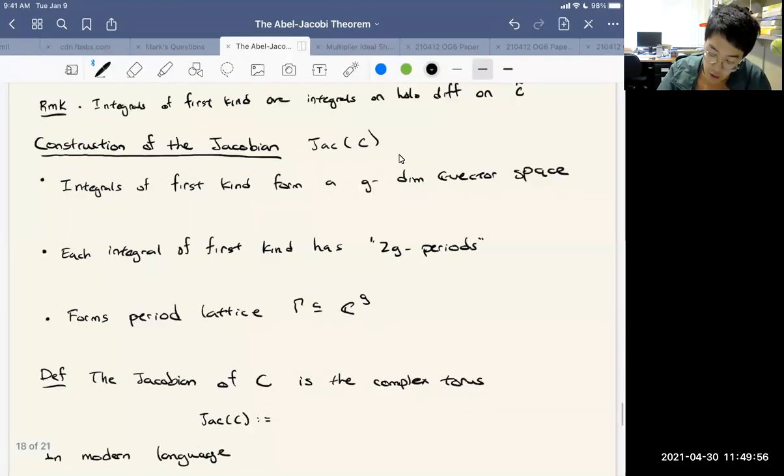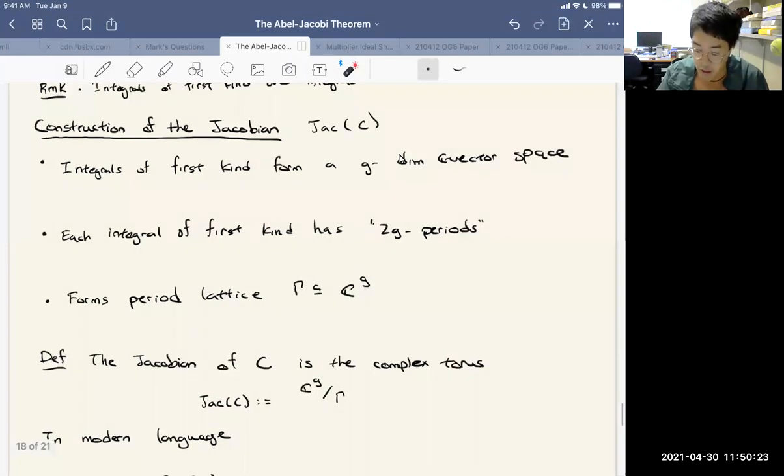And the definition of the Jacobian is this vector space, which are the integrals of the first kind, where I've picked a basis. And then I'm modding out by this period lattice. So I'm getting rid of the ambiguity of changing my path of integration. So this is what the Jacobian is.